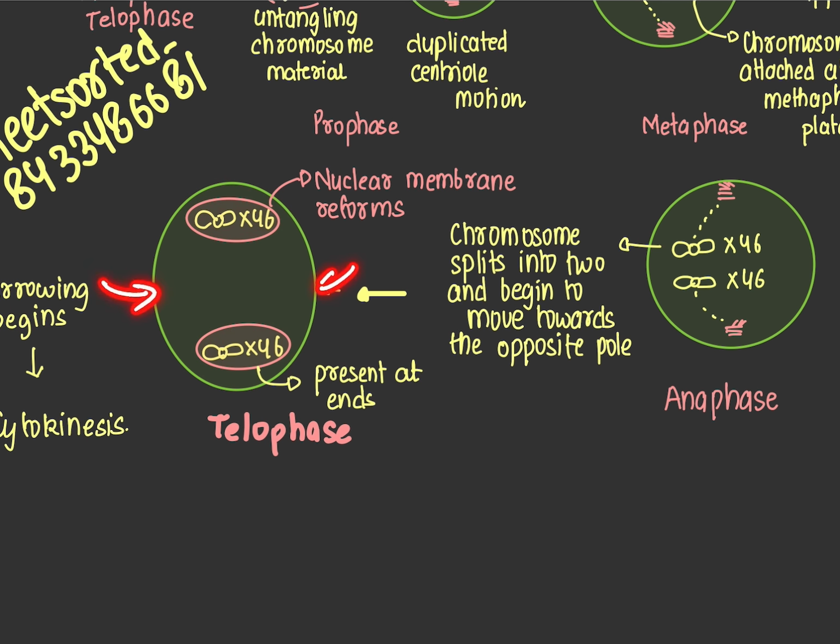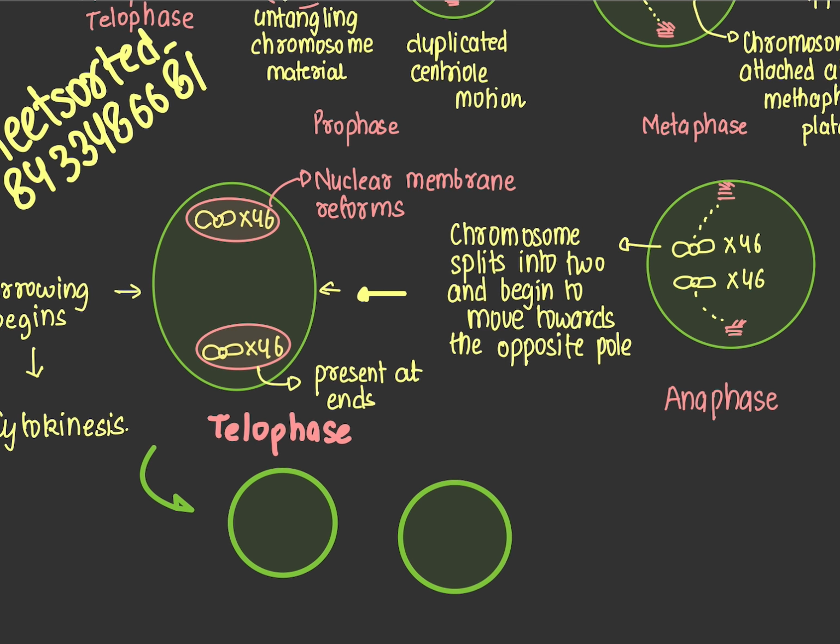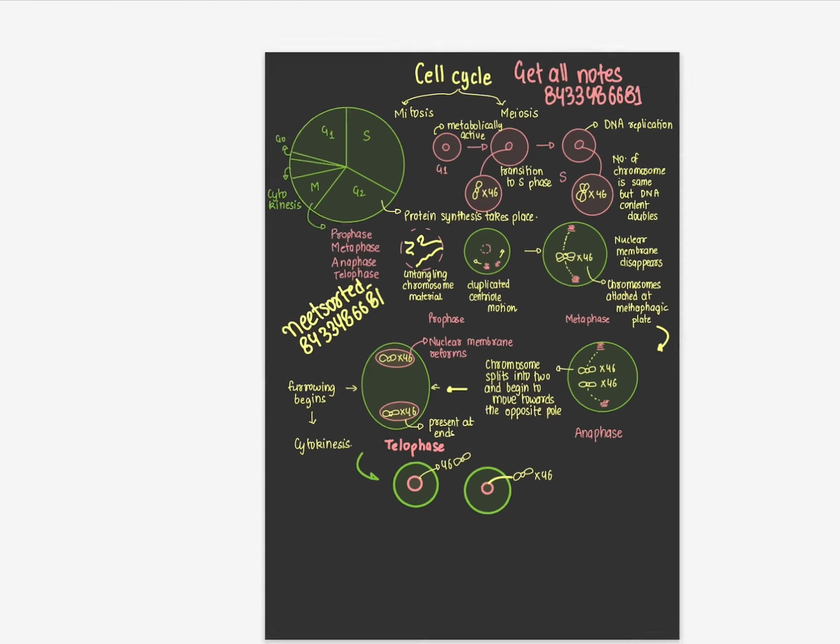The furrow begins to appear. The cytokinesis is done. After the cytokinesis, we can see that there are two cells with two different nuclei. Each of them will have 46 chromosomes, right? 46 chromosomes. Okay, so we are done with mitosis.